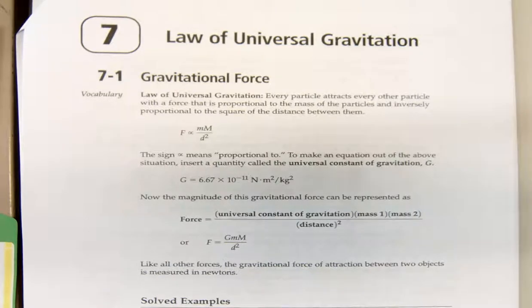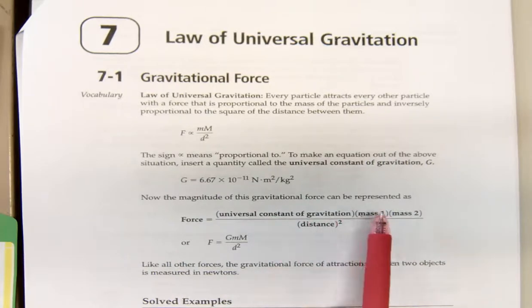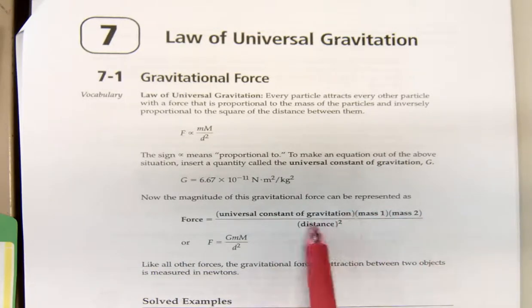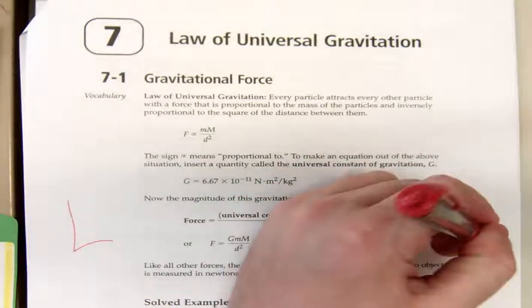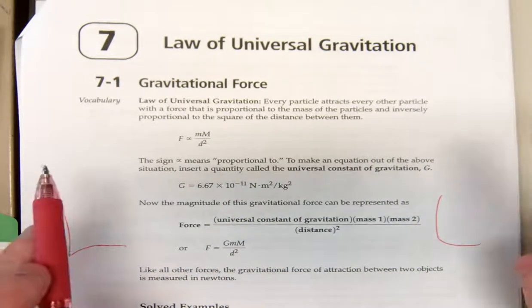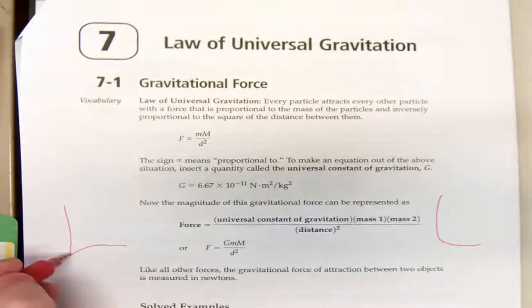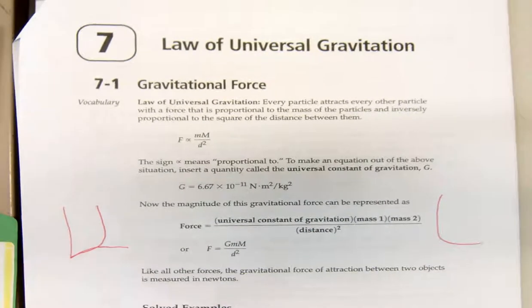So if you have two objects, because of our inverse square law, the force of gravity is the universal constant of gravitation times mass 1 and mass 2, the two different objects, divided by the distance squared. So because it's divided by distance squared, as we move these two objects closer, the strength of gravity is going to increase exponentially.